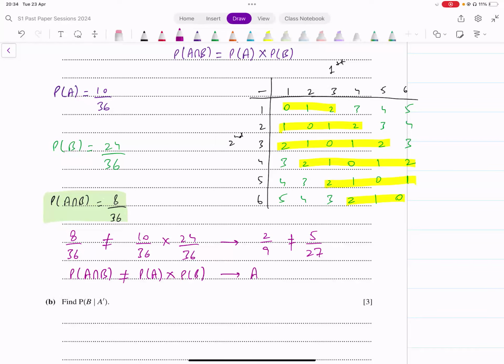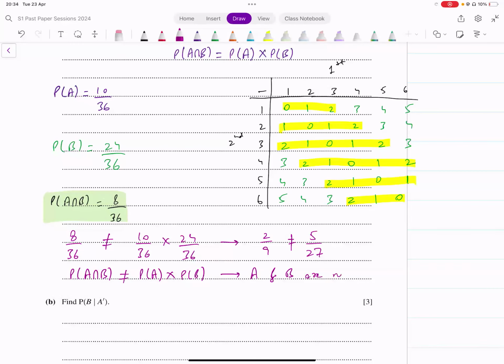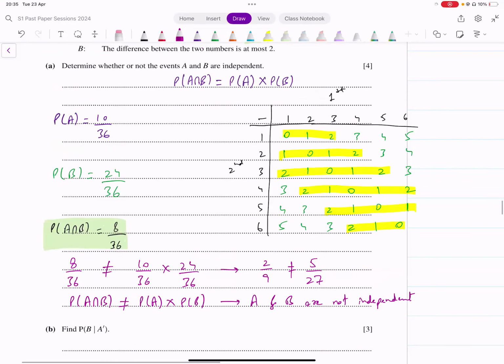That means A and B are not independent. They're not independent. Okay. If both of these values were the same, then we would say that they are independent. In this case, they are not independent. Is that okay? Make sense? So this is the condition that we need to remember for this. For events to be independent, probability of A intersection B is equal to probability of A multiplied by probability of B. In this case, that was not true.